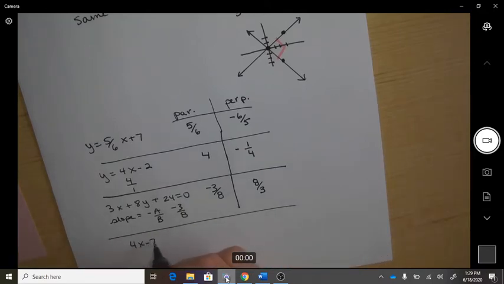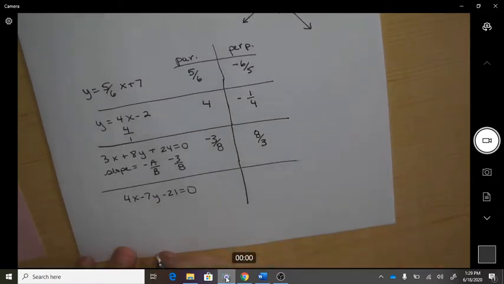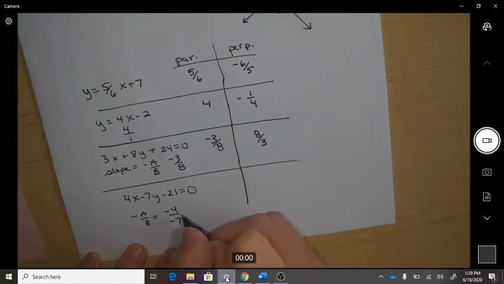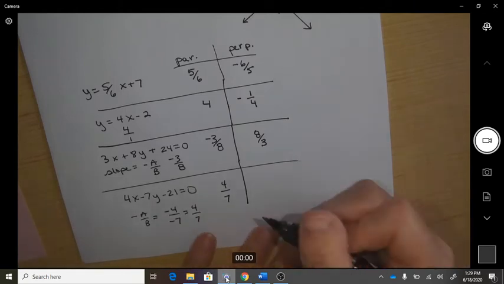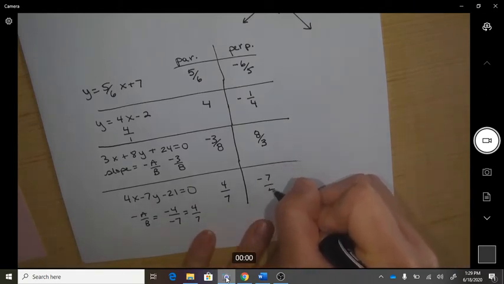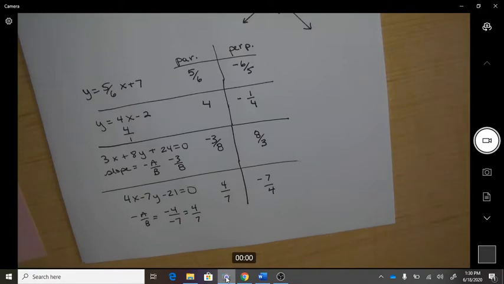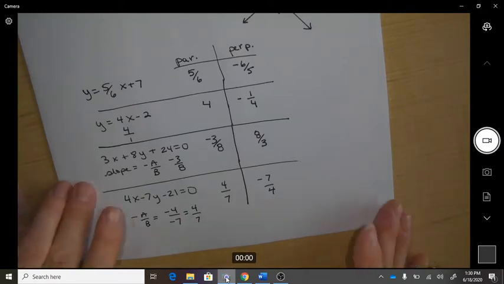And the last line here, so negative a over b is negative 4 over negative 7. So that is really 2 negatives, so that's a positive number. And then a reciprocal and negative.